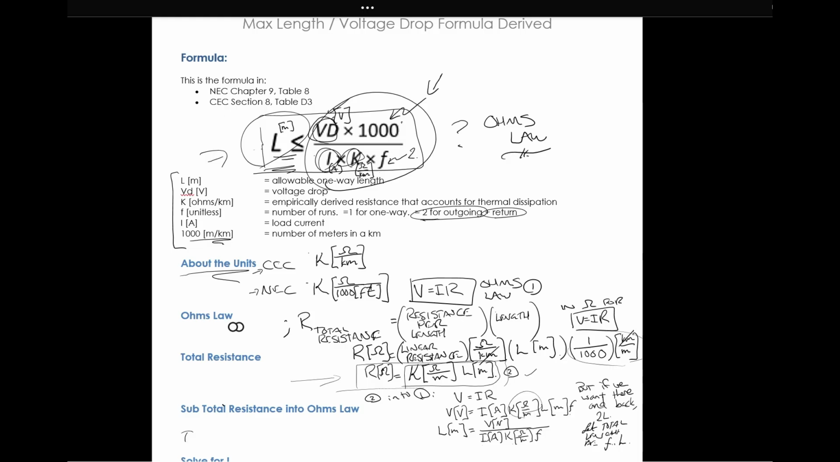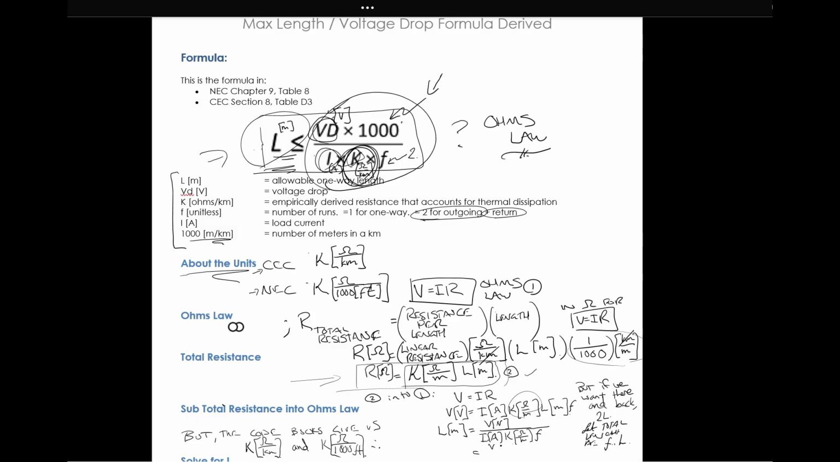So I'm going to say, but the code books, they don't give us K in ohms per meter. They give us K in ohms per kilometer, 1,000 meters. And they don't give us K in the National Electrical Code in ohms per foot. They give it in ohms per 1,000 foot. So therefore, I need to express this in ohms per kilometer or ohms per 1,000 feet, because I'm trying to match this formula up here.